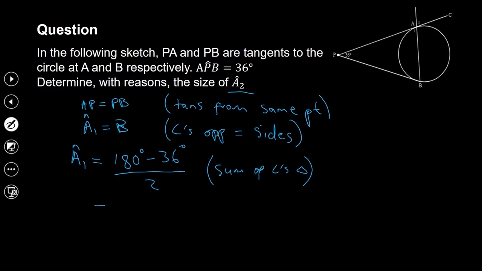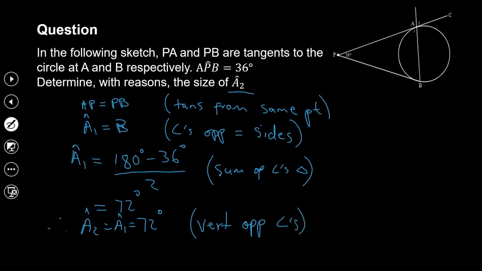And then you can find what that angle is. So 180 minus 36 will be 144. 144 divided by 2 will then be 72 degrees, right? Since it's 72 degrees, I will say, therefore, A2 is equal to A1, which is equal to 72 degrees, and this will be vertically opposite angles. I know that this is one reason that you know about. Therefore, that will be vertically opposite angles, because they wanted us to find that angle there at the top.